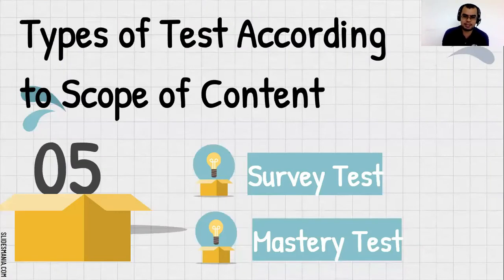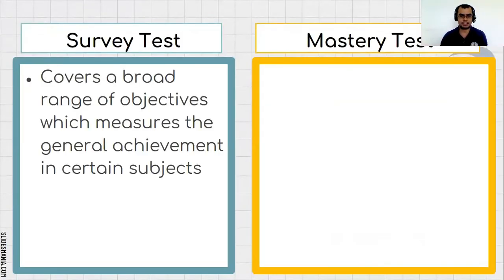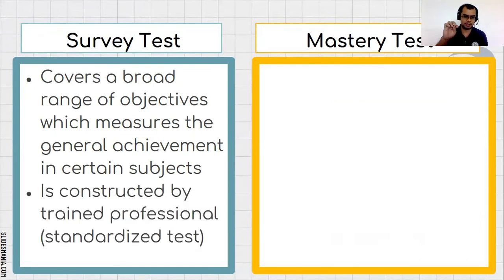The next type of test that we are going to discuss is according to the scope of content. And these are survey test and mastery test. Survey test covers a broad range of objectives which measures the general achievements in certain subjects. And these are constructed by trained professionals or a pool of experts. These survey tests are usually expressed in standardized tests. So, for example, we have the National Achievement Test.